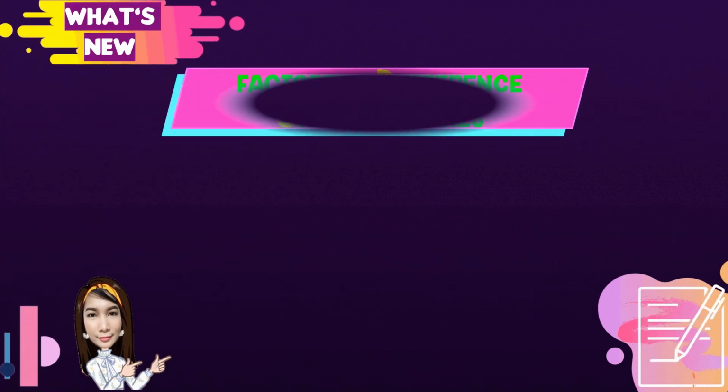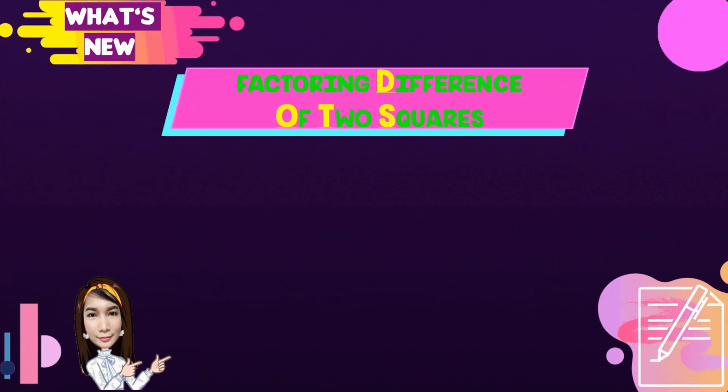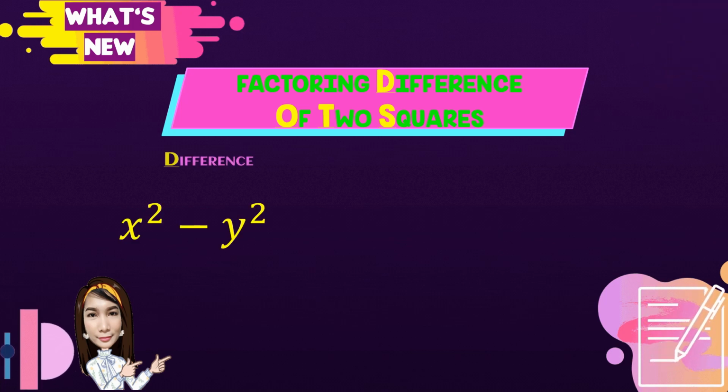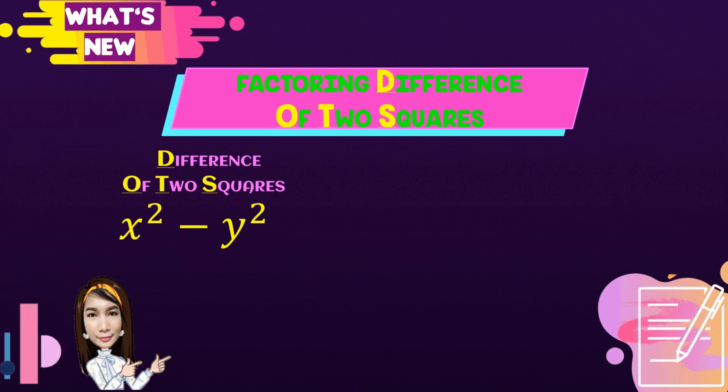What's new? So here we are going to have factoring difference of two squares. We all know that factoring is the reverse of multiplication. Given x squared minus y squared, also known as the difference of two squares, from the word difference, we have the operation minus. Two squares: the first term is a perfect square and the second term is a perfect square.